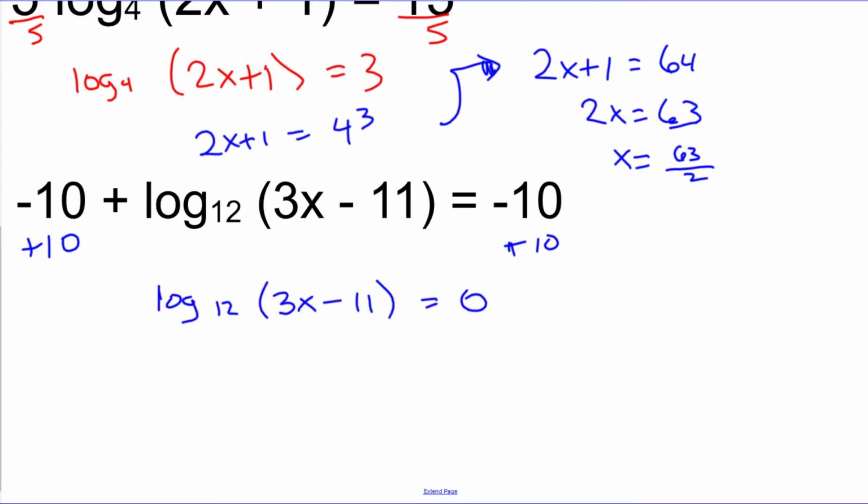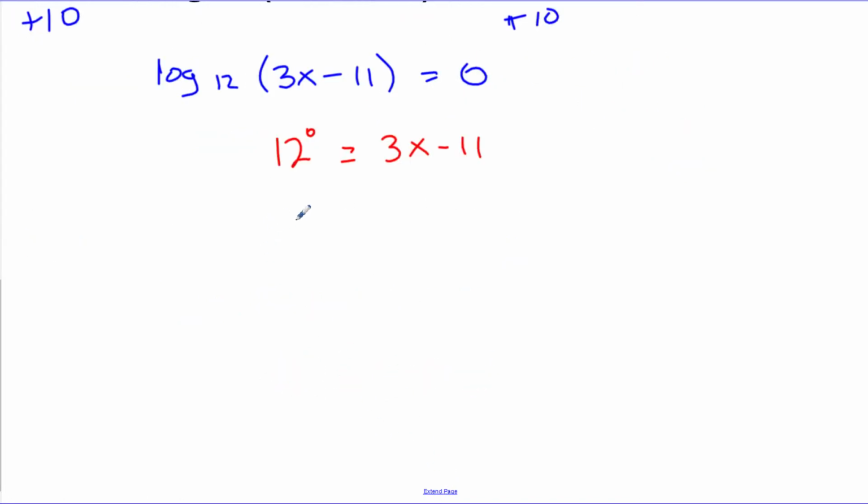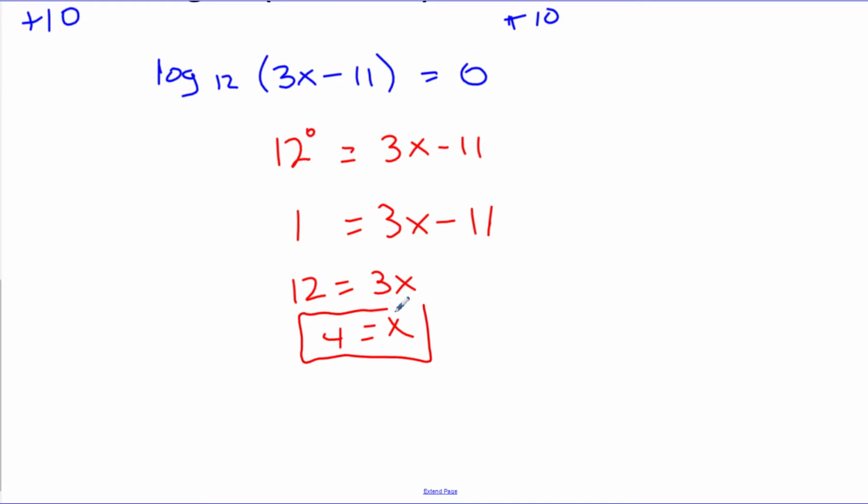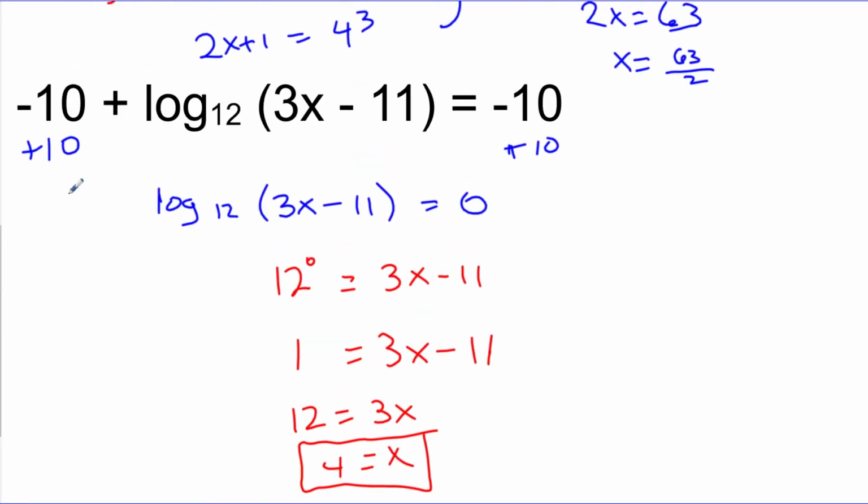And again, now that the log is isolated, I can convert into exponential form. This is 12 to the 0 power. So 12 to the 0 power equals 3x minus 11. Well, 12 to the 0, anything to the 0, is just 1. Right? So this says now 3x minus 11 equals 1. And so that means in this case, if you add the 11 over and divide, that x has to be equal to 4.